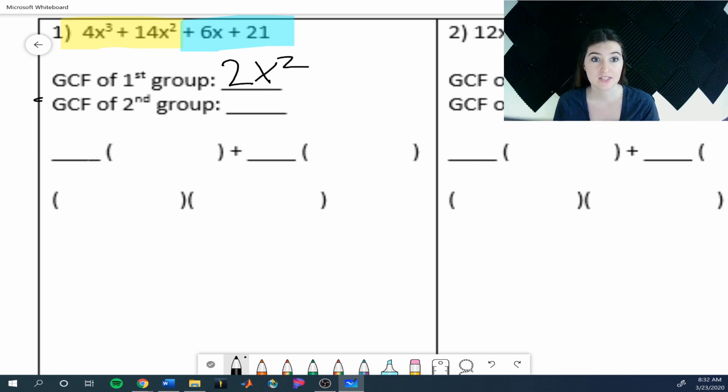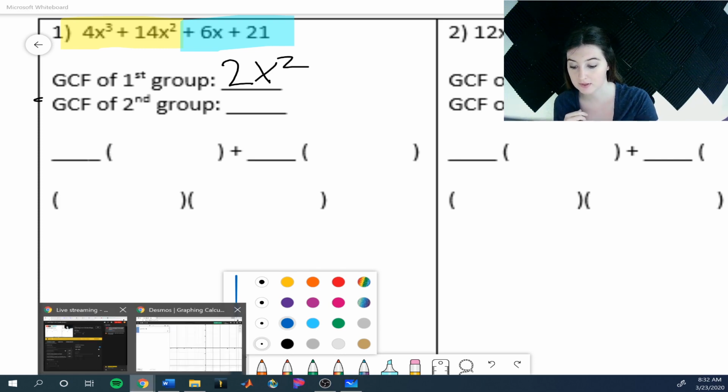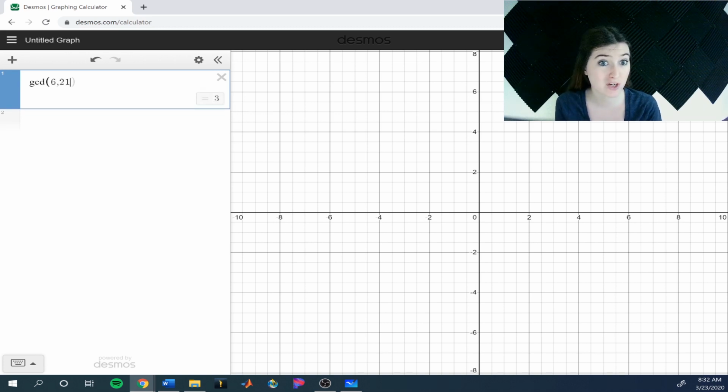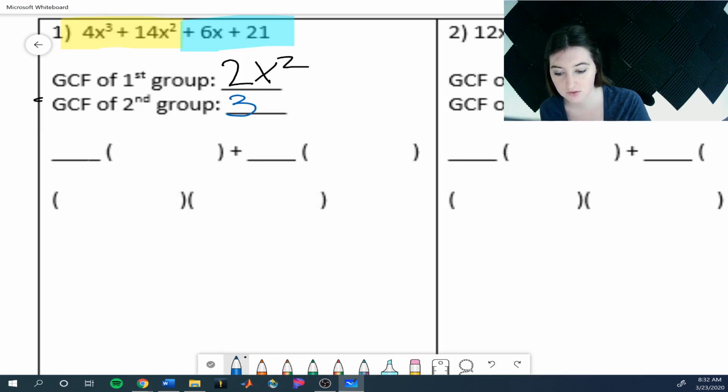Okay, now let's look at our second group. I'm going to change my color so that it's a little different. Maybe I'll stick to blue, just like the highlighter. Okay, I have 6x and 21. So let's pull up Desmos. 6 and 21. Now remember, I can't put variables into Desmos because then it starts to get a little weird. So I can only put the numbers in. 6 and 21, it tells me their greatest common factor is 3. So that means my second group is 3.